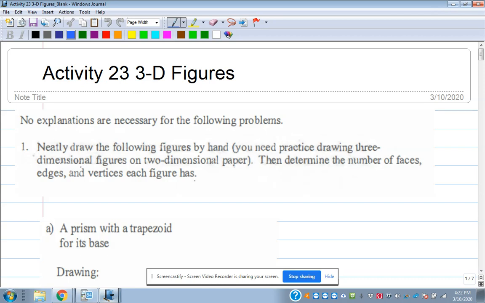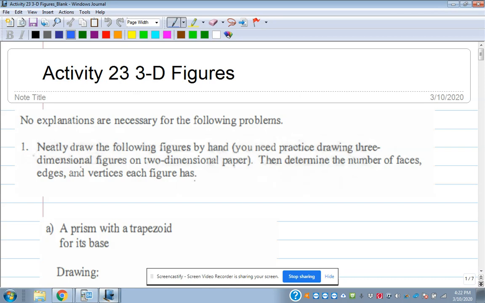So no explanations are necessary for the following problems. You never see that in Math 191 or 192, that you don't have to explain anything, but it's there, and we're going to take advantage of that. Neatly draw the following figures by hand. You need practice drawing three-dimensional figures on two-dimensional paper. Then determine the number of faces, edges, vertices for each figure.